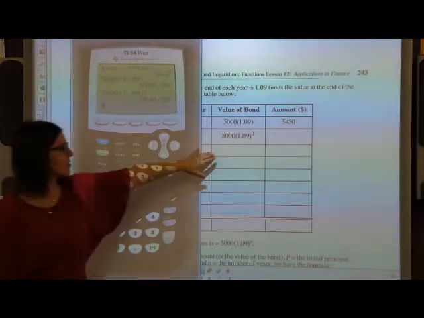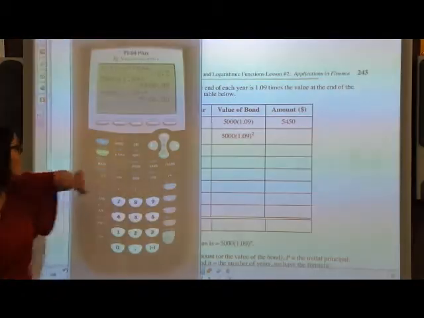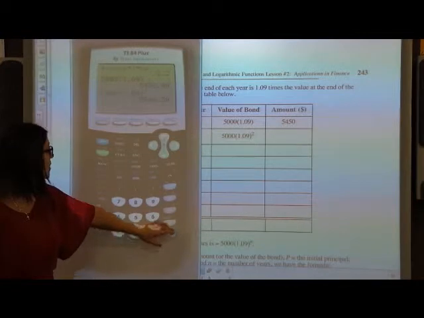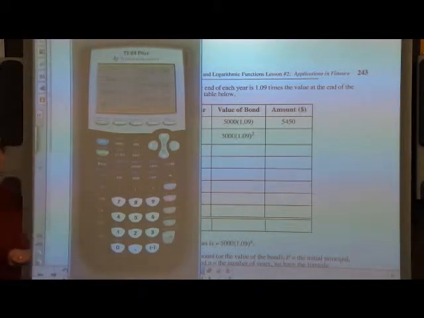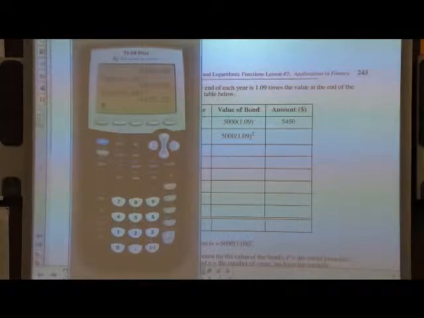Then if I look at year 3, it would be 5,000 times 1.09 to the power of 3. And I get $6,475.15. So I'm going to give you a couple of minutes, and again, I want you to finish that chart off.